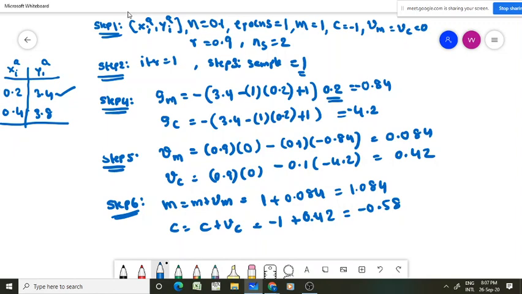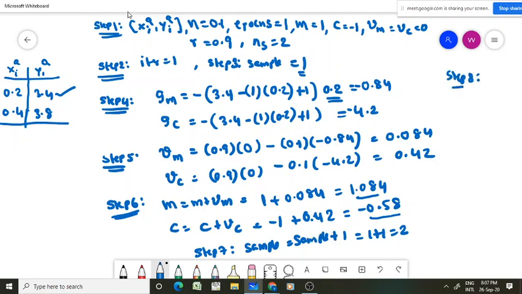Now I am updating my m and c values. So m value equal to 1.084 and c value equal to minus 0.58. Now go to step 7. In step 7, you have to update your sample number. So sample equal to sample plus 1. That's equal to 1 plus 1, that's equal to 2.